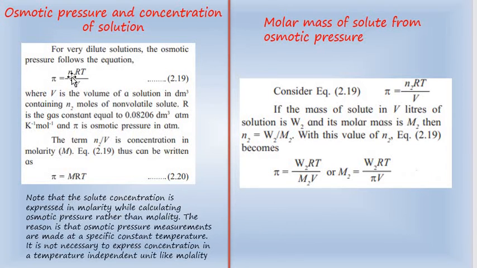If I replace the term n2 upon V by molarity, osmotic pressure is represented as pi equals CRT. If I want to calculate the molar mass of solute from osmotic pressure, I can use this formula. If n2 is replaced by W2 upon M2, the formula becomes pi equals W2 RT upon M2 V. After rearranging, M2 equals W2 RT upon pi V. It should be noted that solute concentration is expressed in molarity while calculating osmotic pressure rather than molality. The reason is that osmotic pressure measurements are made at a specific constant temperature, and it is not necessary to express concentration in a temperature-independent unit like molality.